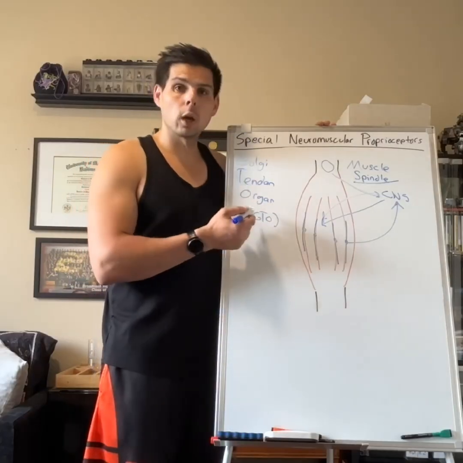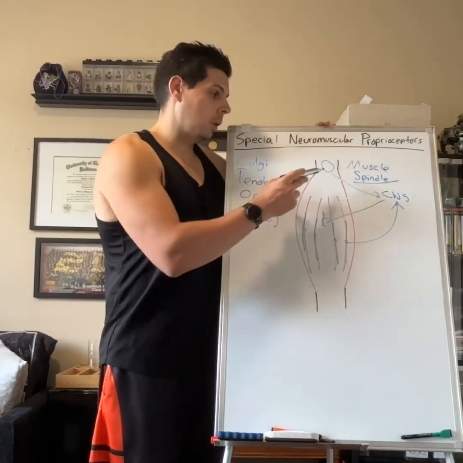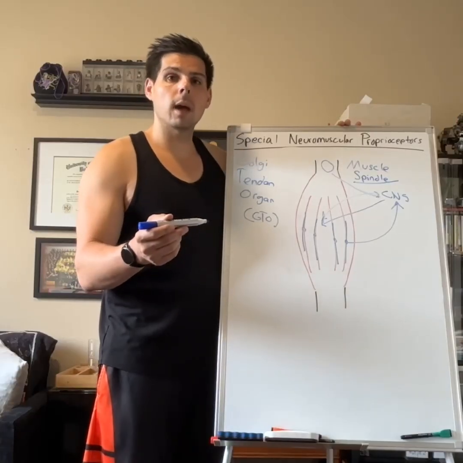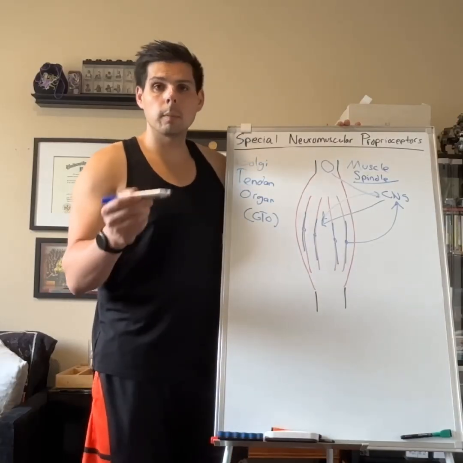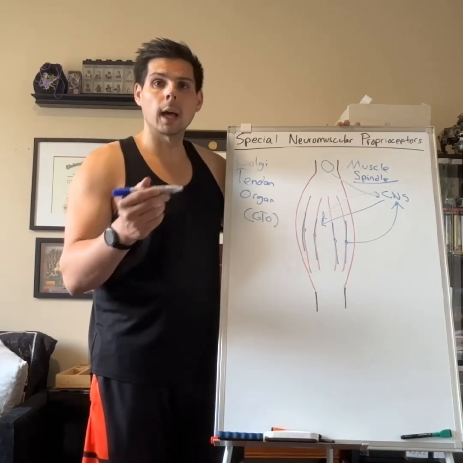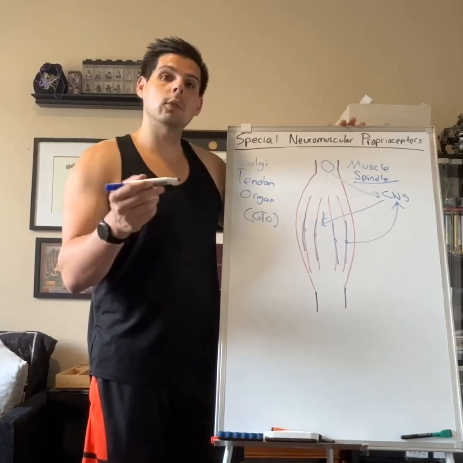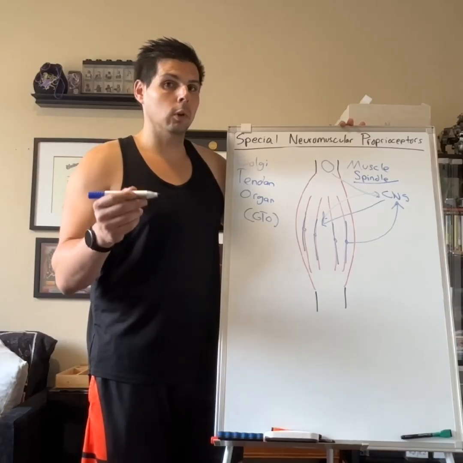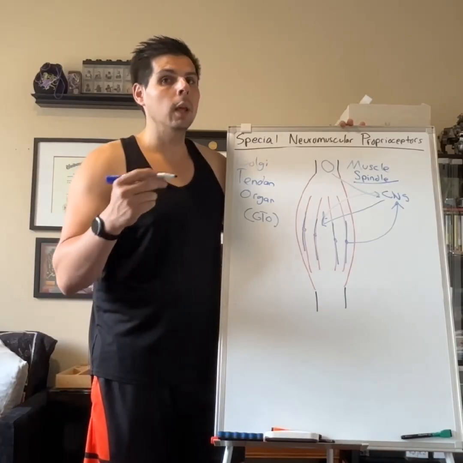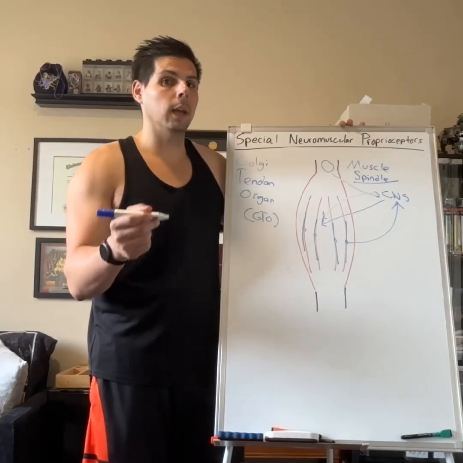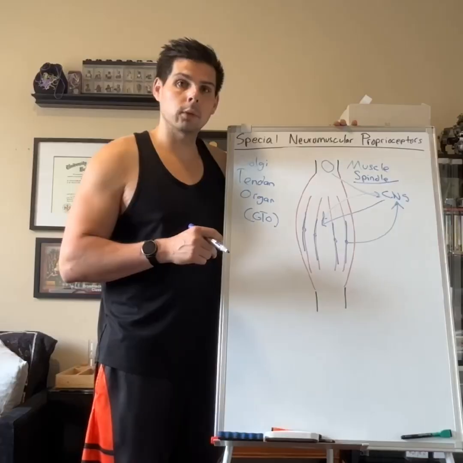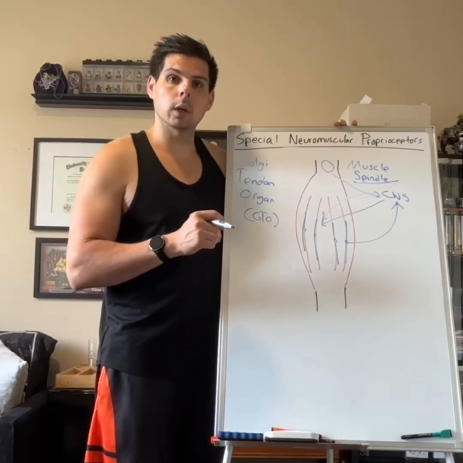So GTO, tension monitoring, it is located in the musculotendinous junction and it is constantly monitoring the amount of tension being transmitted from your muscles to your tendons. In the event that that tension becomes too high, the Golgi tendon organ will cause the central nervous system to reduce the amount of force and tension being provided by the target muscle, and it will co-contract and activate the opposite muscle. So that is our two proprioceptors, the muscle spindle and the Golgi tendon organ.